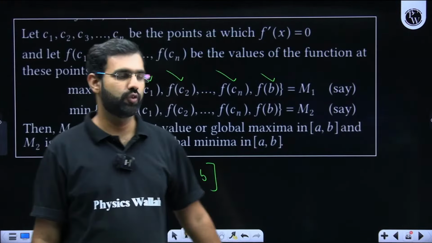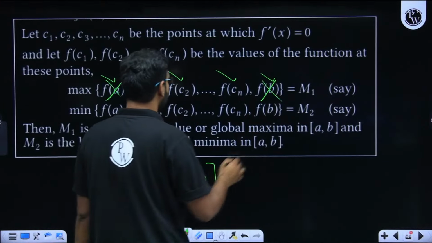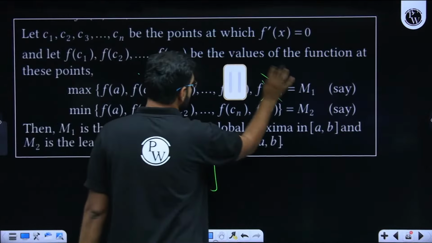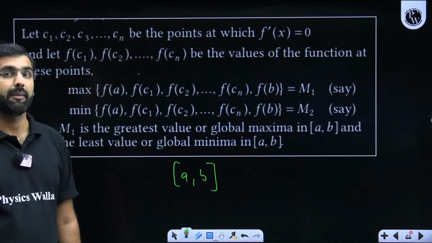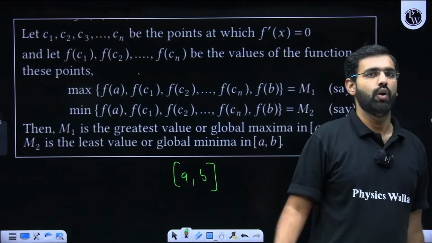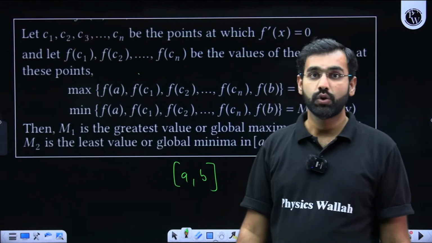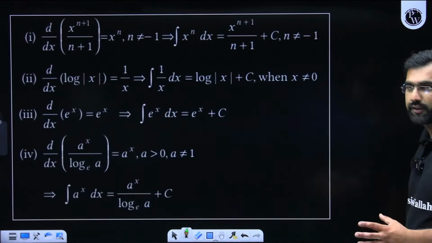What if the interval is open? If the interval is open, then we don't check the values at f of a and f of b. But remember, the function could be approaching global maxima or global minima there. So we apply limits and find the values, that when x approaches a or b, what could be the value? There you have to take care of that. I hope you're understanding that clearly through the graph.